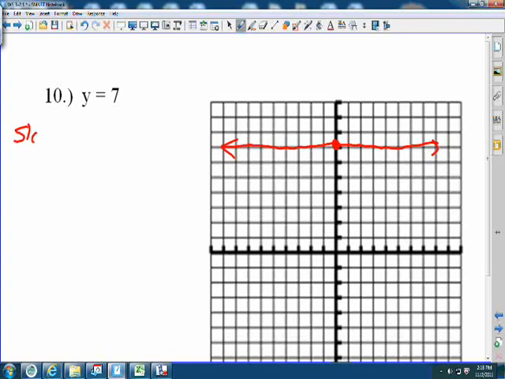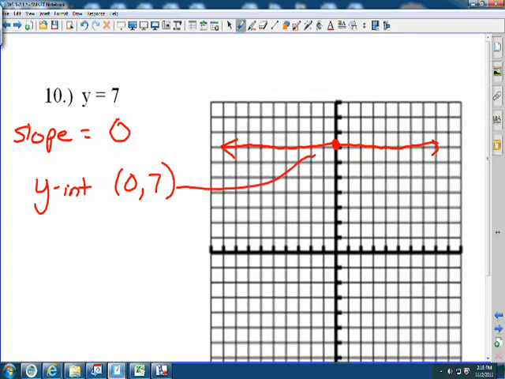What is the slope of a horizontal line? The slope is 0, because I don't go up anywhere, but I go across. Okay, next. Oh, and what is the y-intercept of this line? It should be 0, 7, and that point is right there. What is the x-intercept? Does it cross down here? No, there is none.